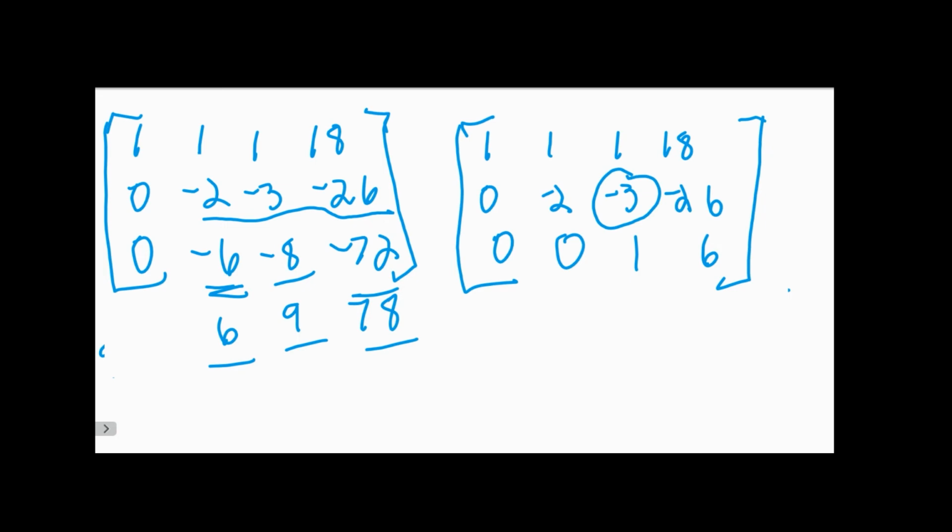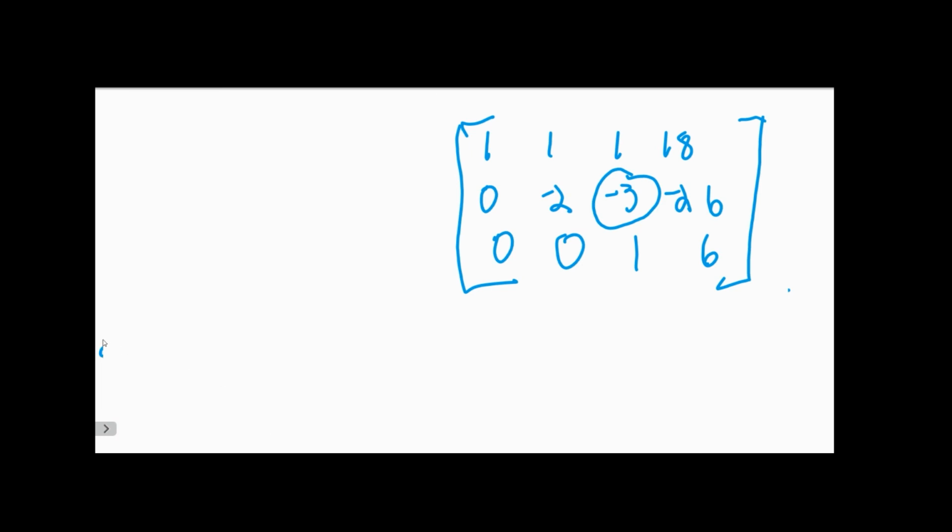And so to do it, I'm going to multiply 3 times row 3 and add it to row 2. So I'm going to leave row 1 and row 2 alone. Let's clear the other side. All right, so row 1 still remains unchanged. It's unwavering, 1, 1, 1, 18.